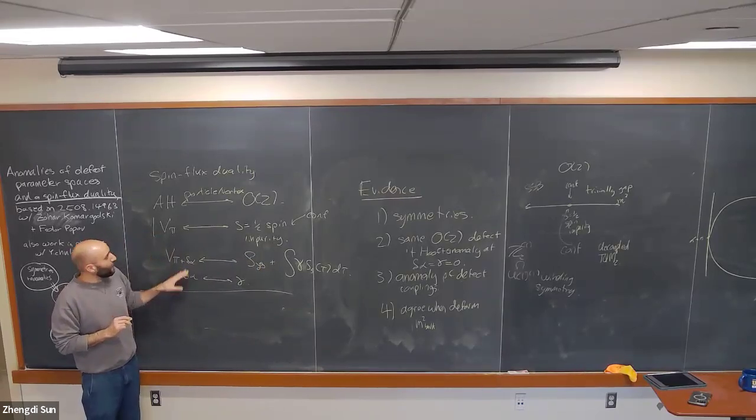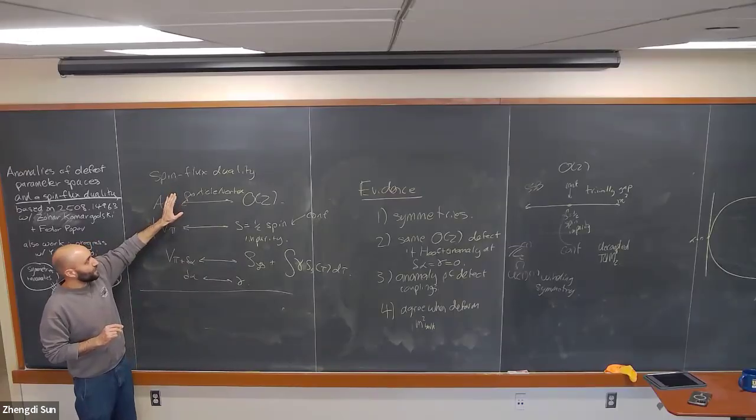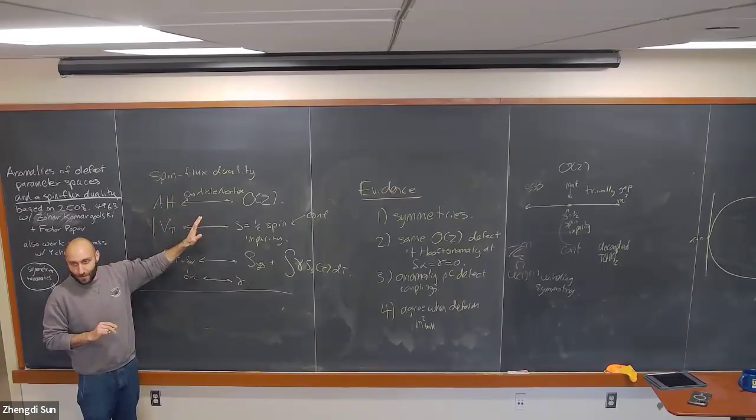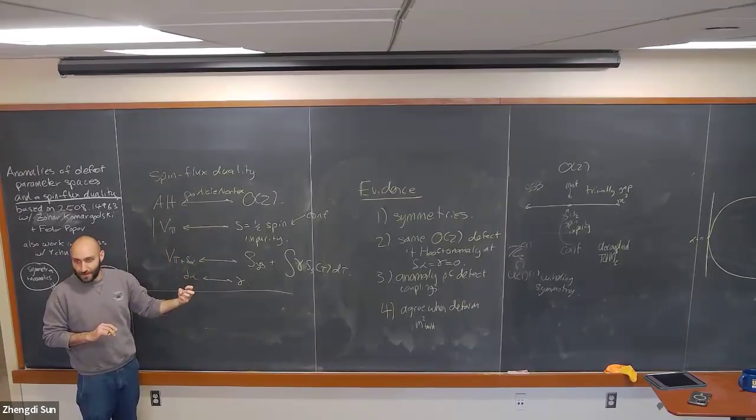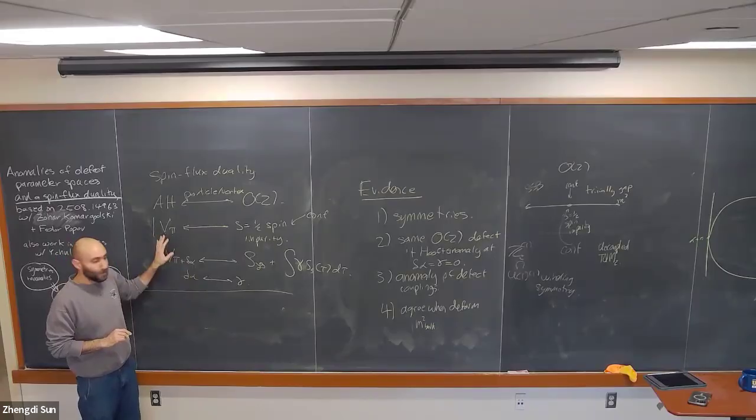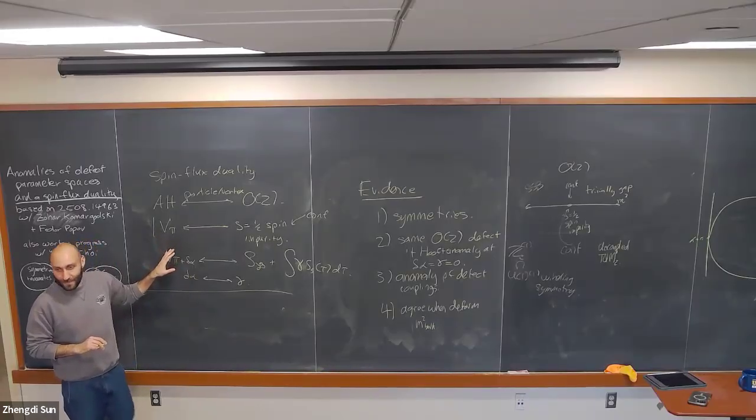And if you'd like a different way of saying what this spin-flux duality conjecture is: in the special case that S equals 1/2, that spin impurity coupled to a monopole operator enjoys an IR duality with this vortex line description.